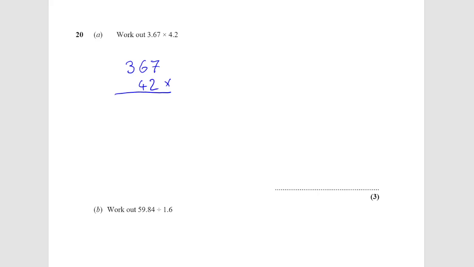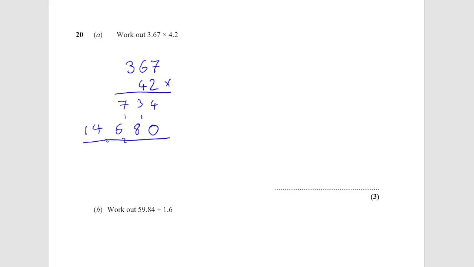So column multiplication for this then, 2 times by 7 is 14. 2 times by 6 is 12, plus the 1 is 13. 2 times by 3 is 6, plus the 1 is 7. Then I'm timesing by 10, so I put 0 in my units column. 4 times by 7 is 28. And then 4 times by 6 is 24, plus the 2 is 26. And then 4 times by 3 is 12, plus the 2 is 14.